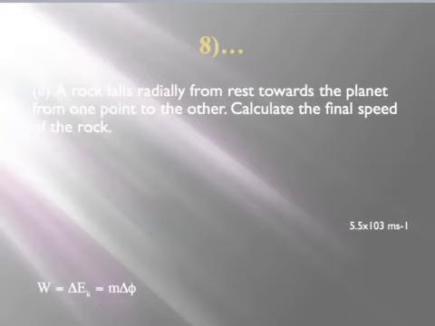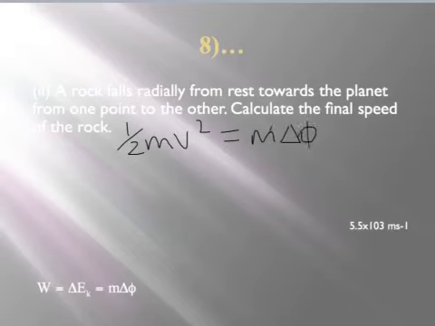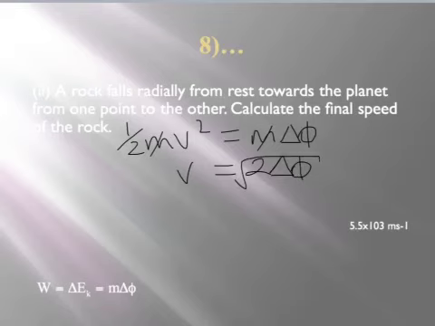So we can plug in the values. And in fact, before we do that, we're going to rearrange things a little bit. We're going to equate half mv squared with m delta phi. Notice the m's cancel. So we now get an expression for v: 2 times the change of phi, square rooted.